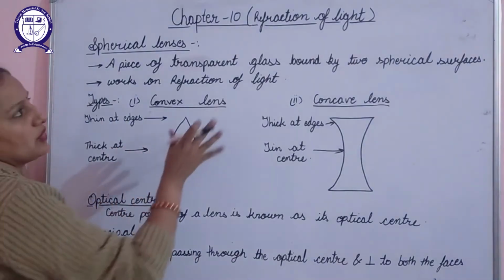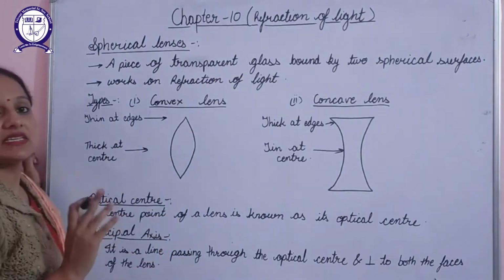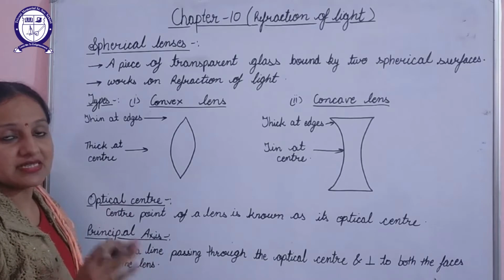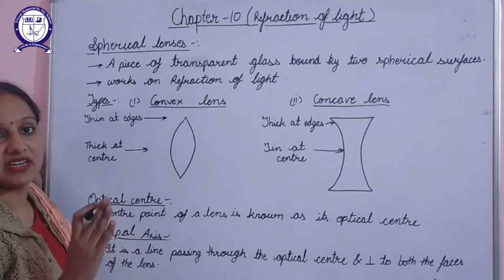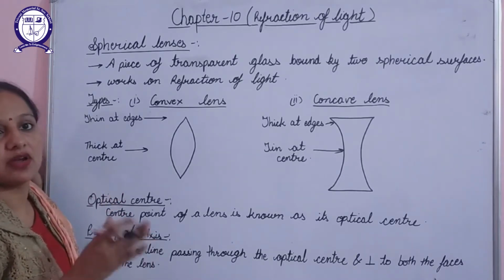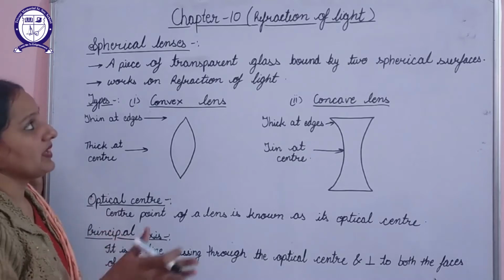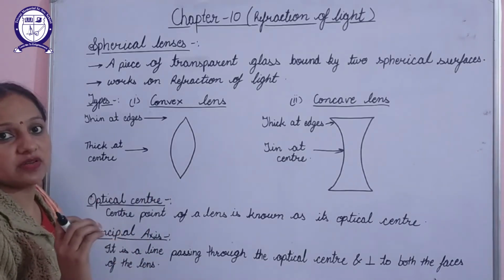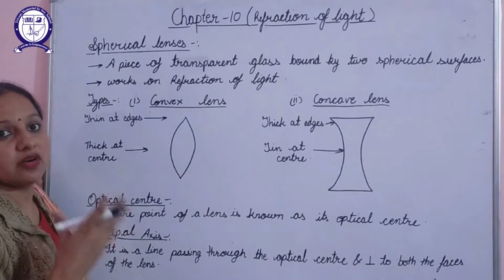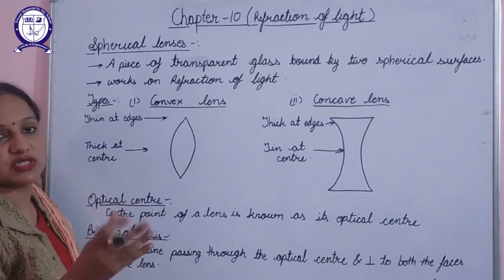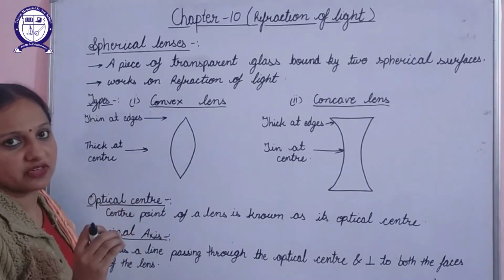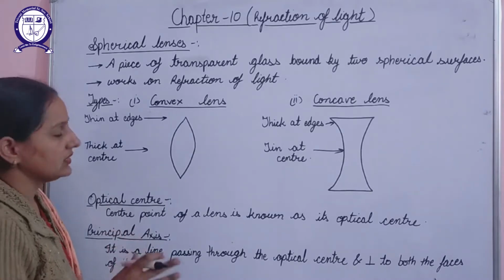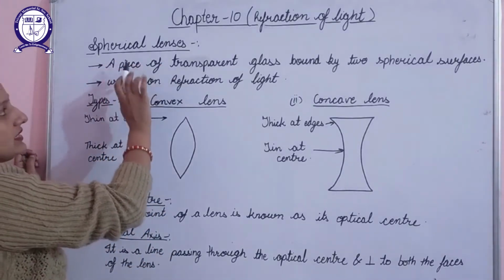Now we have studied about reflection of light. What basically the reflection of light is, it is the bending of light when it passes from one medium to another. Now one of the applications of reflection of light, or we can say the objects which use the phenomena of reflection of light, we will discuss about them. So that is spherical lenses.